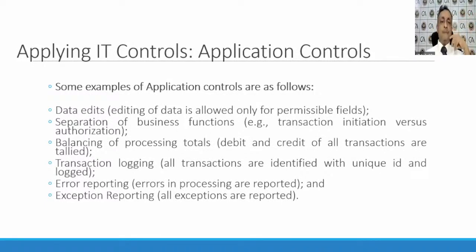Like, for example, creditors with debit balance is an exception. Can you have a debtor with credit balance? Say yes or no. That becomes an exception. Reverse case, can you have a creditor with debit balance? Say yes, no. It's an exception. So how exceptions are reported? That is part of application controls.